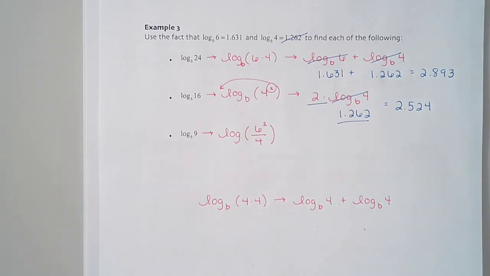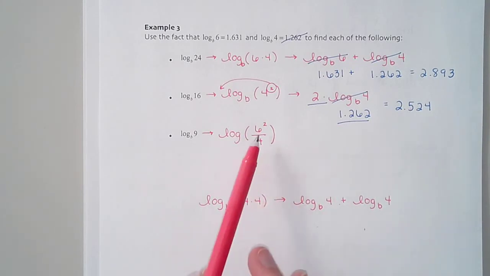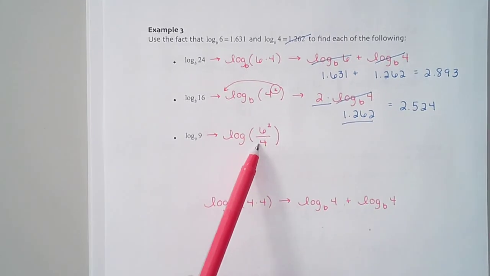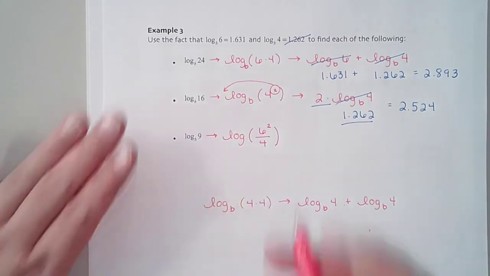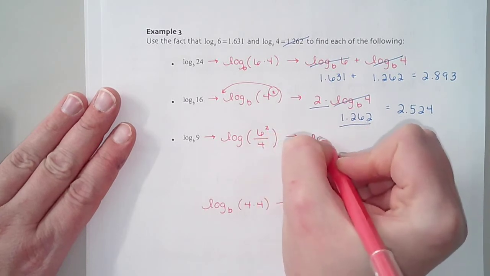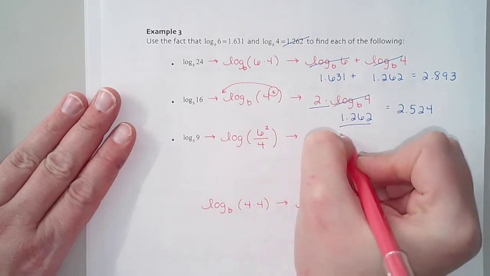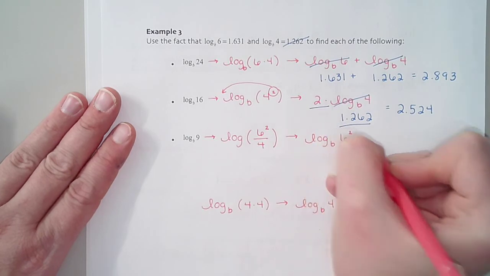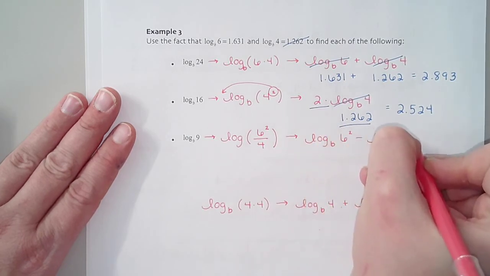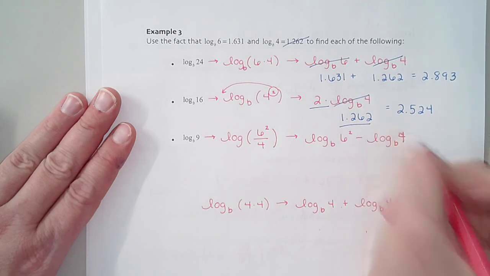That one was a tough one and probably harder than most of the ones you're going to see, although I may throw some curveballs at you like that from time to time. Okay, got to get a little creative here. But 36 divided by 4 makes 9. So if I separate this out, this is now log base b of 6 squared minus log base b of 4.